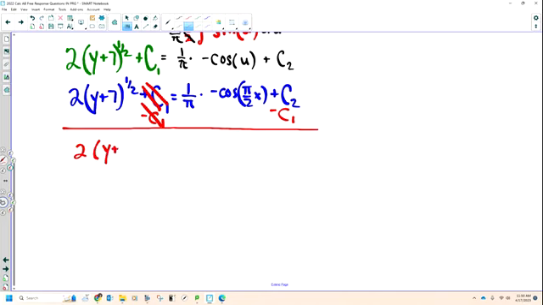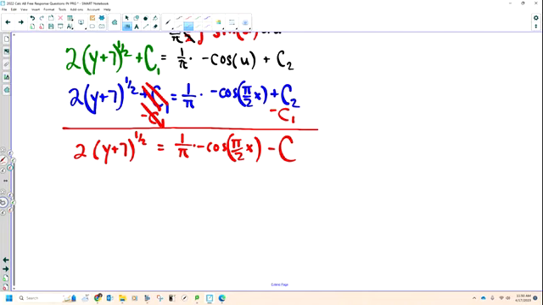Boom. I've got 2 times the square root of y plus 7 equals 1 over pi times negative cosine of pi over 2 x. Okay, a constant minus a constant is still a constant.